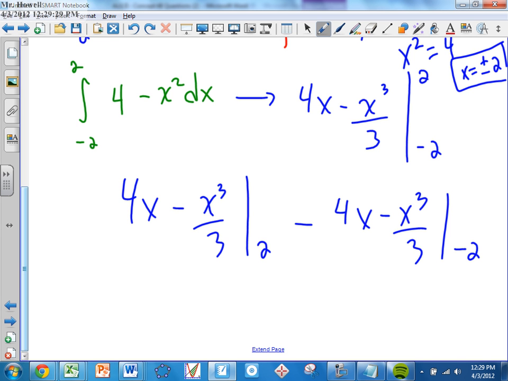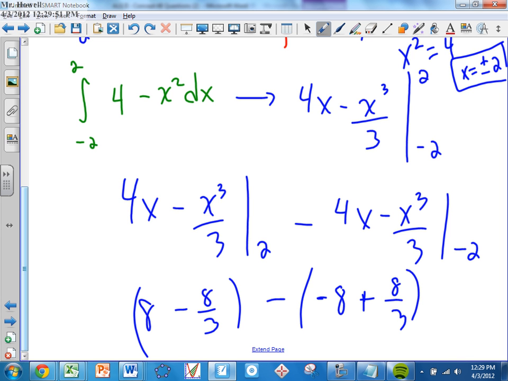That's all. So 4 by 2 minus, well, let me just put in the numbers, right? Can we do this by now in our head? Yeah. 4 times 2 is 8. 2 to the third is 8, so it's 8 minus 8 thirds. Negative 2 plugging in is going to be negative 8 plus 8 thirds, because negative times negative 2 cubed is negative 8. Negative negative is positive.